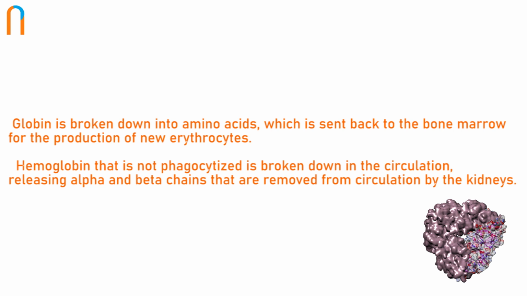Hemoglobin that is not phagocytized is broken down in the circulation, releasing alpha and beta chains that are removed from circulation by the kidneys.